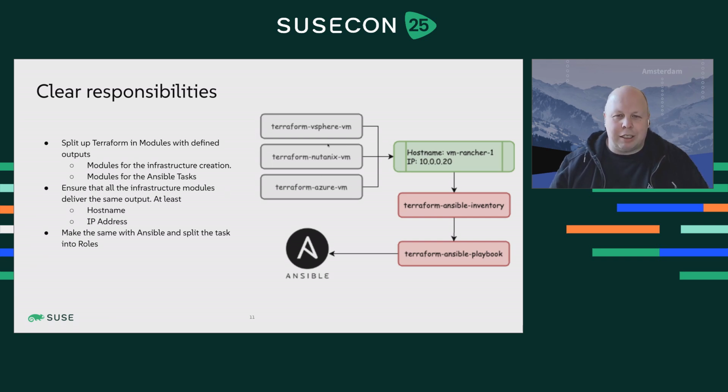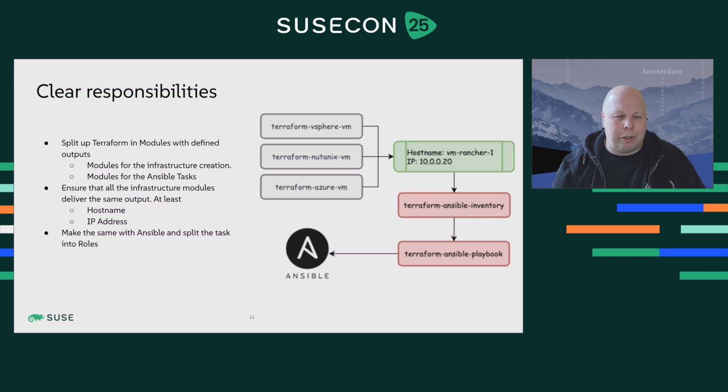And with that, we can easily switch out the VM provider, I would call it, because all that we need is a module that outputs the hostname and the IP address, ideally with the same output variable in Terraform, so we can then easily switch out the modules. We could even make a mixed deployment and say, hey, I have two VMs on vSphere and one on Nutanix. That's also possible if the infrastructure is set up that way, with vSphere and Nutanix, for example.